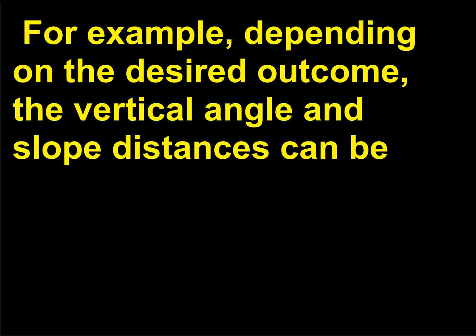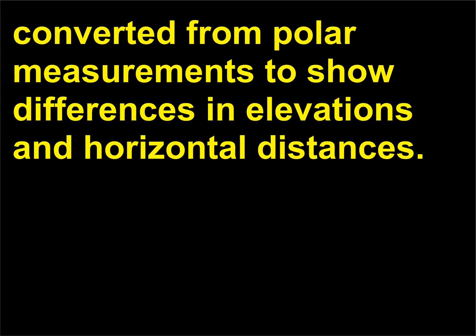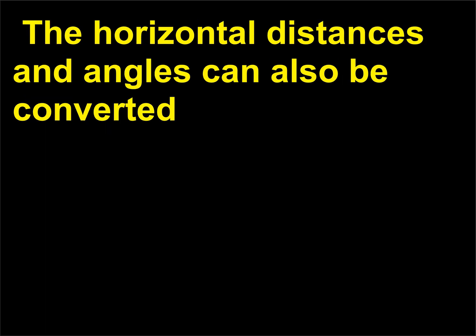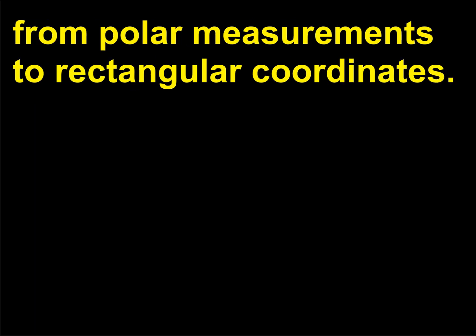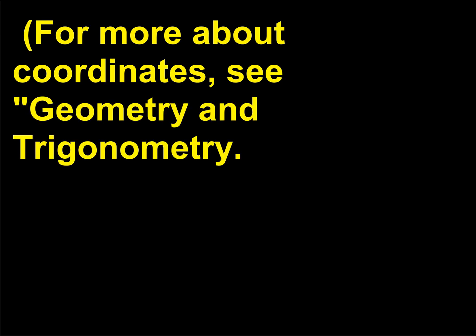For example, depending on the desired outcome, the vertical angle and slope distances can be converted from polar measurements to show differences in elevations and horizontal distances. The horizontal distances and angles can also be converted from polar measurements to rectangular coordinates. For more about coordinates, see geometry and trigonometry.